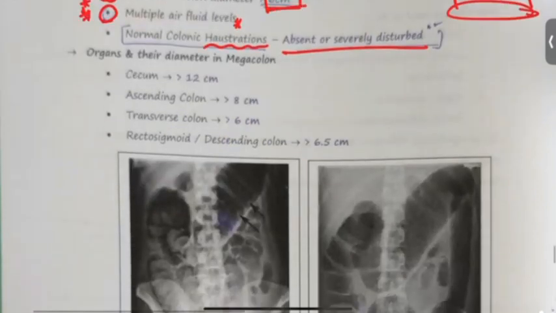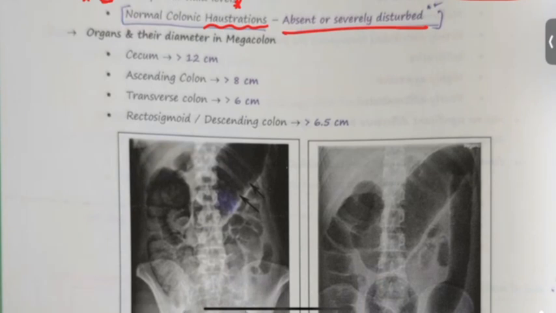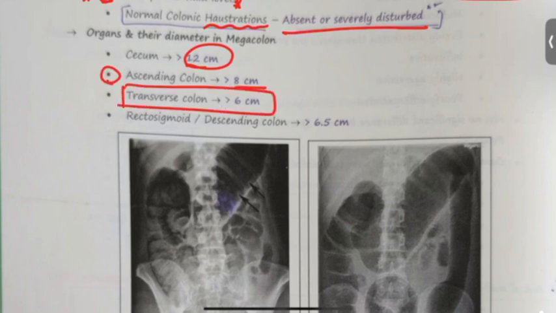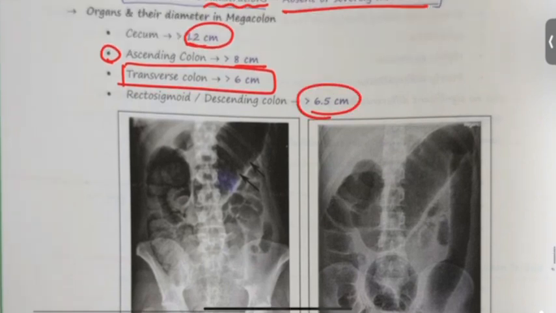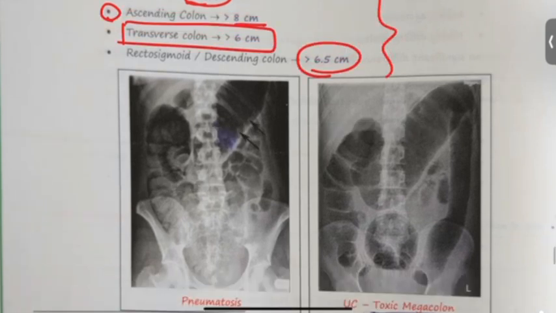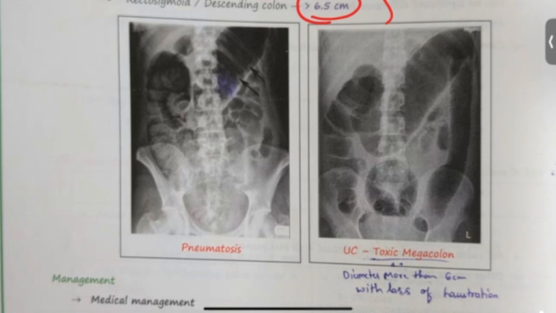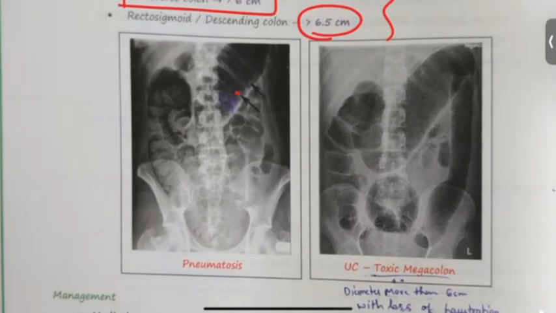Okay, organs and their diameter in megacolon. So usually if cecum is involved, cecum is more than 12 centimeters, ascending colon is more than 8 centimeters, transverse colon is more than 6 centimeters, if rectosigmoid is involved, more than 6.5. So what we are measuring, based on that, if we have to say that the patient has toxic megacolon, these measurements are used. Okay, this is pneumatosis, presence of air.